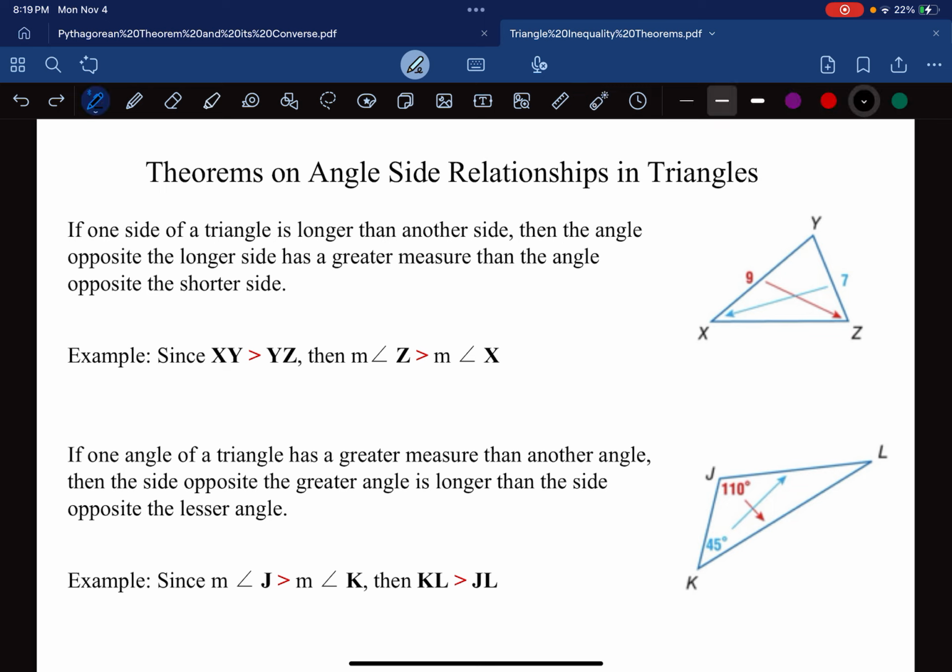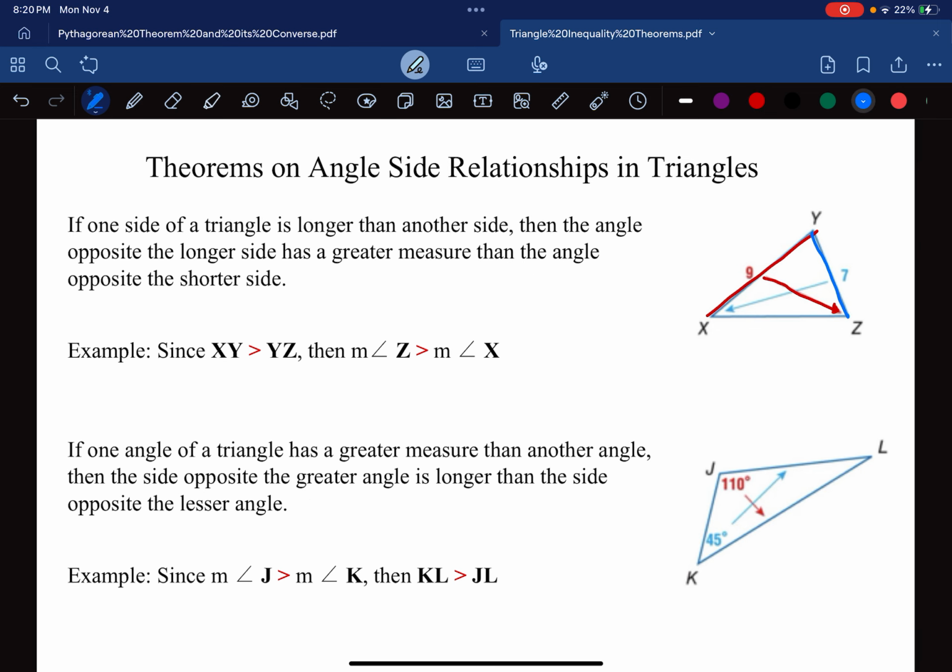So I know sometimes it seems a little confusing, but all this theorem is saying is that I know that XY is 9. And then I know that YZ is 7. So what's bigger, 9 or 7? Well, 9 is bigger. So if 9 is bigger, then Z is bigger than X. That's all this theorem is stating.